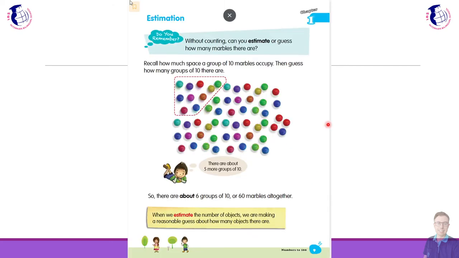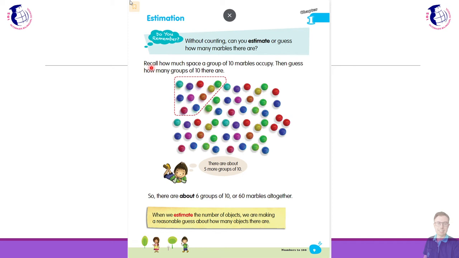Okay, so today we are looking at estimation. Hopefully you have maybe a little bit of idea what estimation is. We did a little bit of it in grade 1 last year. So do you remember, without counting, can you estimate or guess how many marbles there are? So this is what we did last year. Estimating is when you guess something without actually counting them. So you just have a quick look and like, how many are there? And then you say a number.